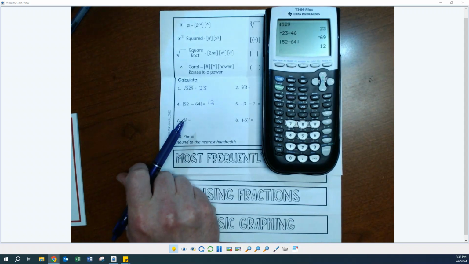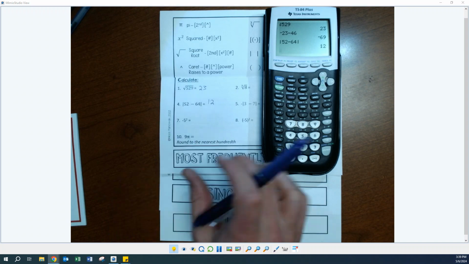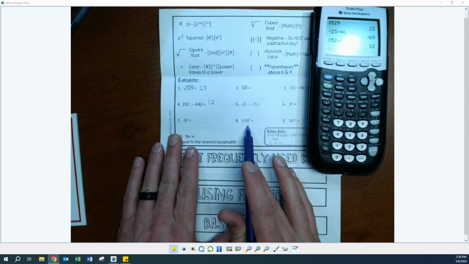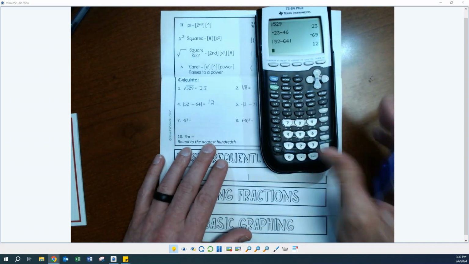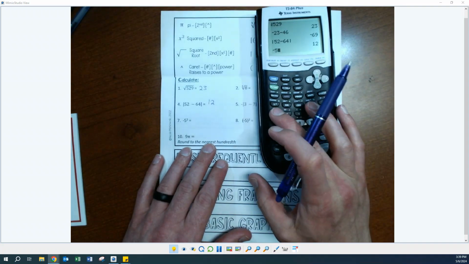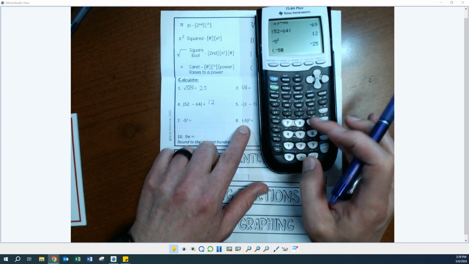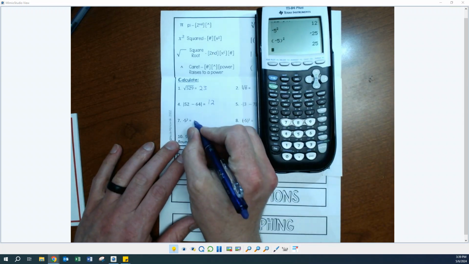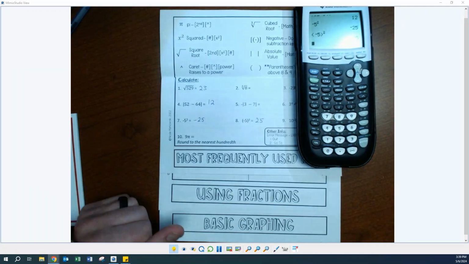Let's talk about problem number 7. Problem number 7 is what causes the biggest mistakes for students. If you look at problem 7 and problem 8, type this in and then type this in and see what happens. The first one is negative 5 squared. The second one is parenthesis, negative 5, parenthesis squared. This one gave us negative 25. This answer gave us 25.